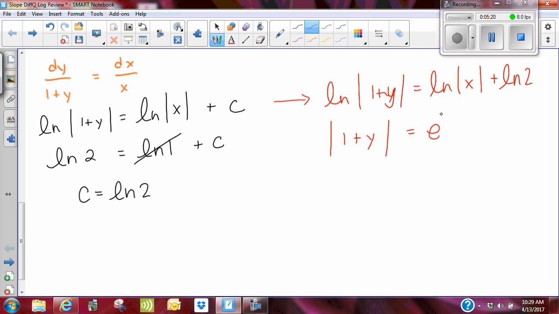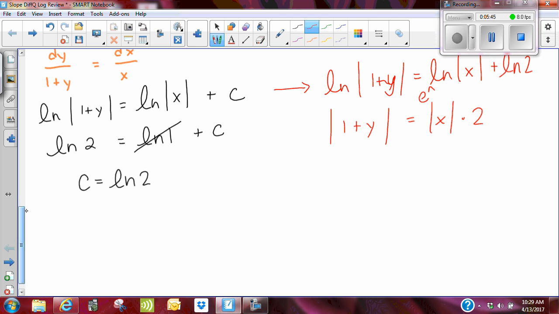Because how do you e up this side? e to the x times e to the natural log of 2. Do I remember how to break that apart correctly? Oh, it's ln. All right, let me back up here. I was worried about that absolute value. All right, I'm e-upping. Oh, so that's just x times 2.